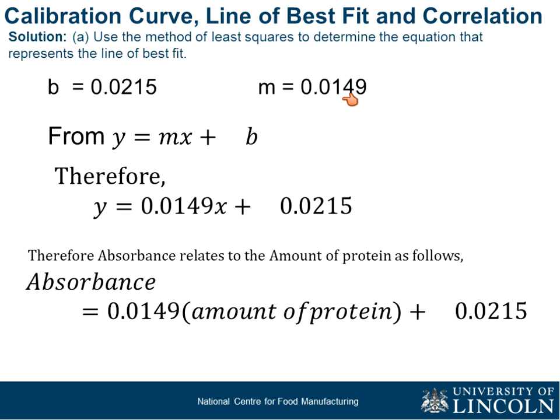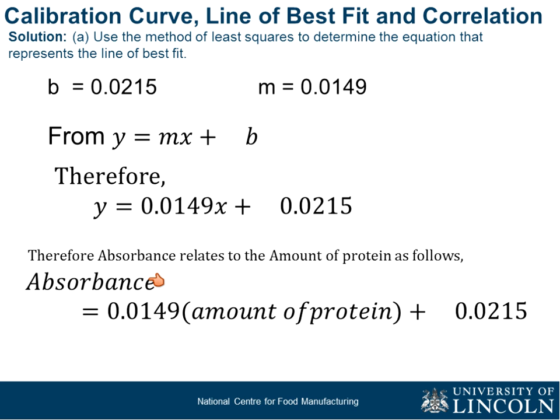You have your B to be this, you have your M to be this. From your Y, you have Y equals M, which is 0.0149 X, plus your B, which is this. This is the equation. Don't forget your Y is the absorbance, and your X is the amount of protein. Then you have the standard equation. This is what you need. Once you have this, it can be easily programmed into your computer system. You can use this from time to time to determine the amount of protein if the machine reading is given to you.